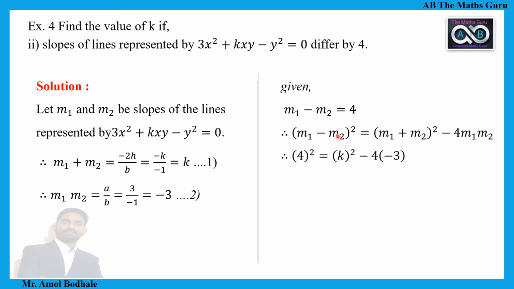So m1 minus m2 is 4, m1 plus m2 is k, and m1 into m2 is minus 3. If we simplify this, we get 16 equal to k square plus 12. Therefore 16 minus 12 equal to k square, so k square equal to 4. If we take the square root, we get k equal to plus or minus 2.